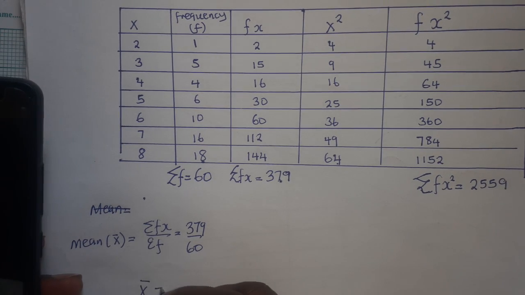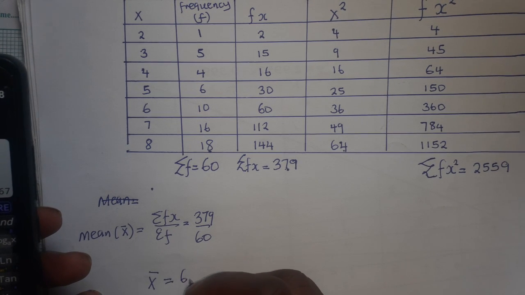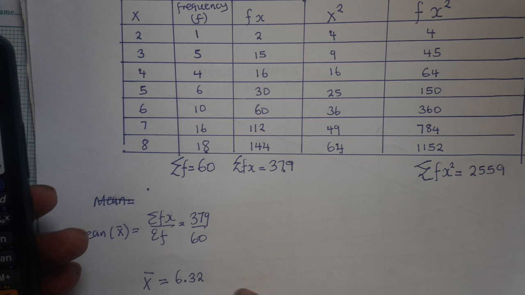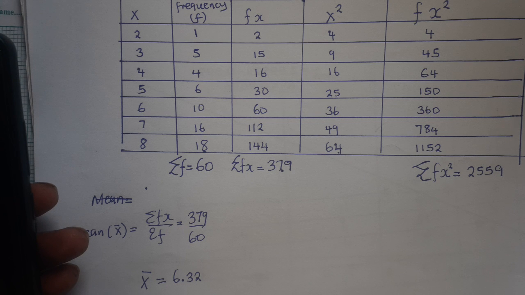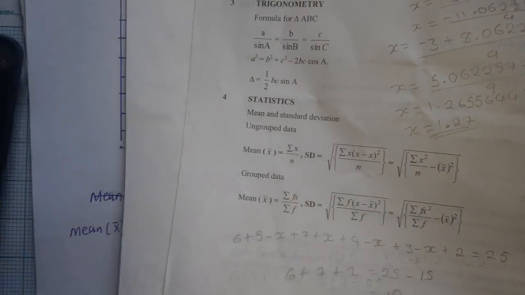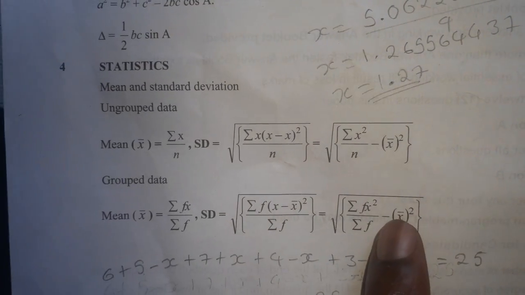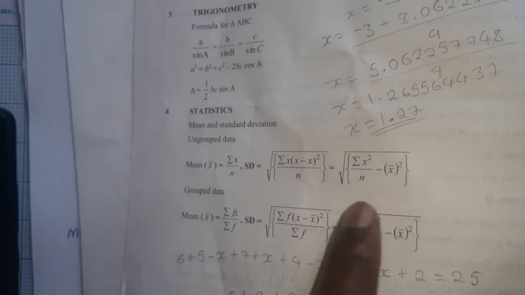Our x bar is going to be 6.32, rounded off to 2 decimal places. So this is our mean. In case the question asks you to find the mean, this is the answer for the mean, which is x bar. But we are finding the mean because it's one of the requisites for the formula here, the last part. So we continue. Now we can come to our formula.